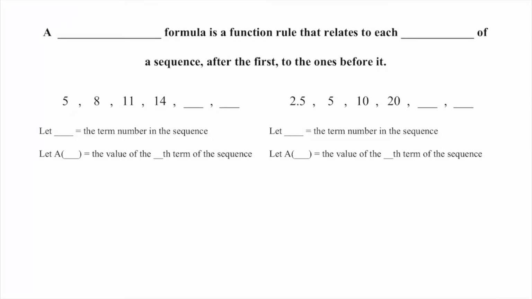So one of the things that I want to talk about here is what a recursive formula is. A recursive formula is a function rule that relates each term of a sequence after the first term to the ones before it. So in other words, here's our first term, whatever that term is, and every term after that first term is related to the term right before it. That's kind of what a recursive sequence is saying. So the sequences that I already showed you, our two buddies here that are written again, these are recursive formulas.